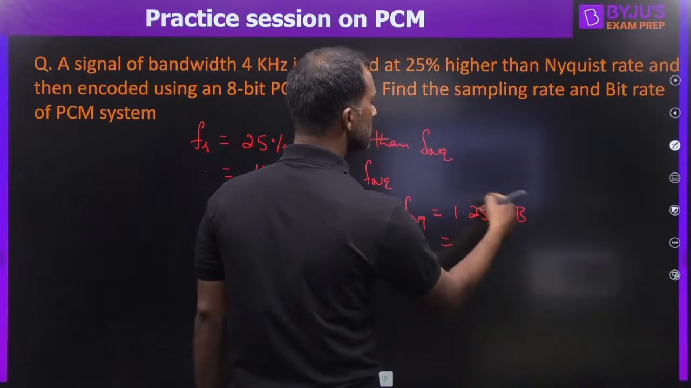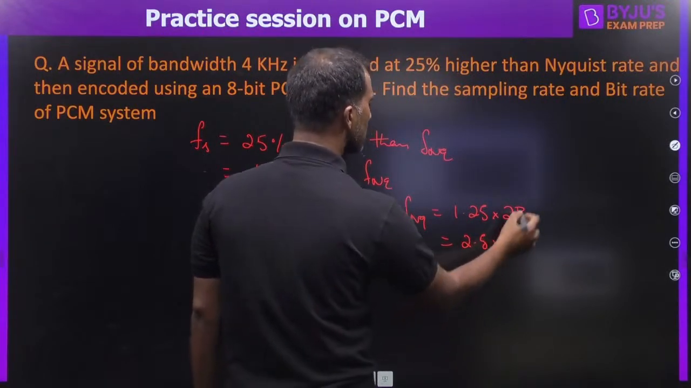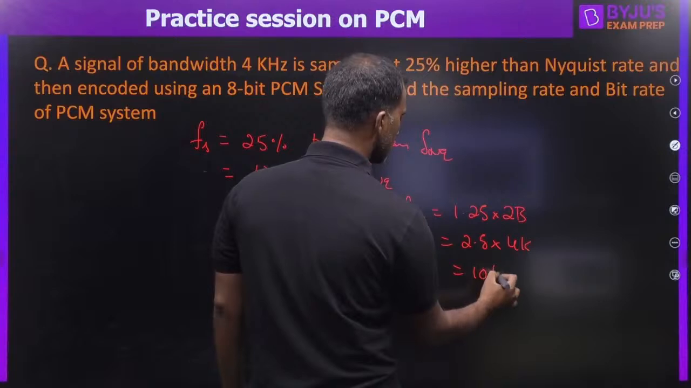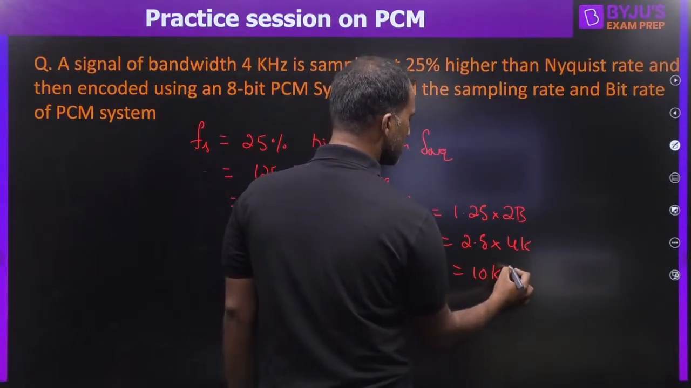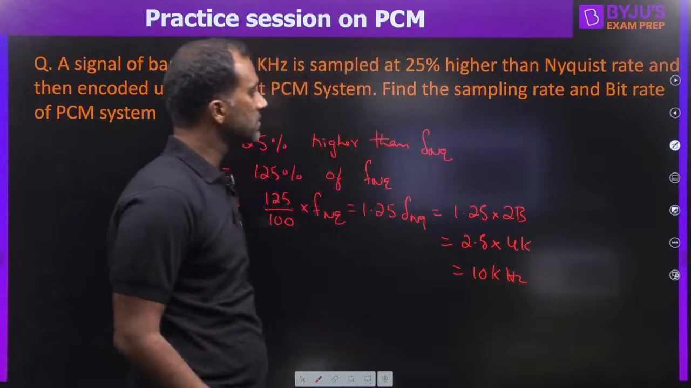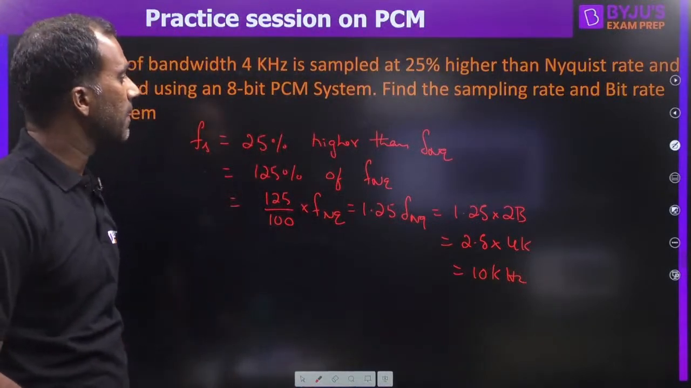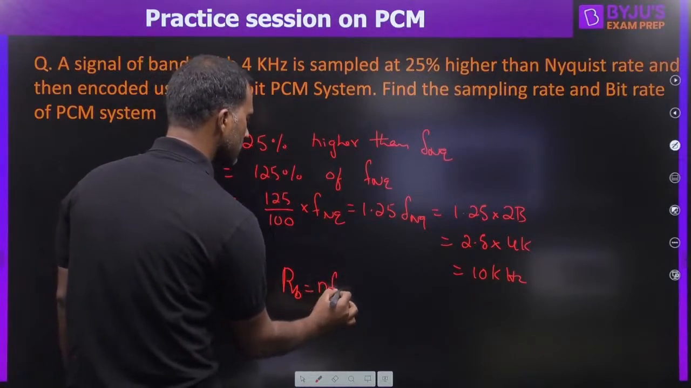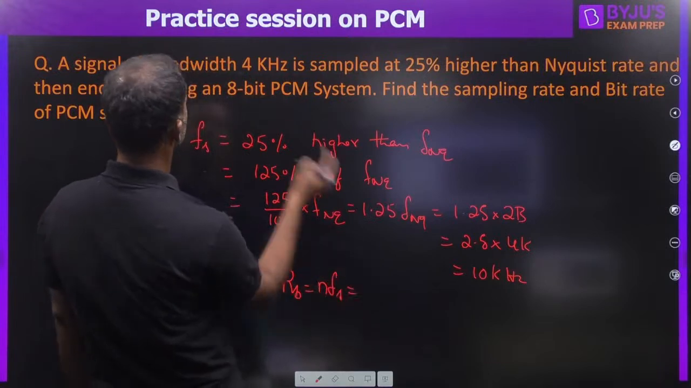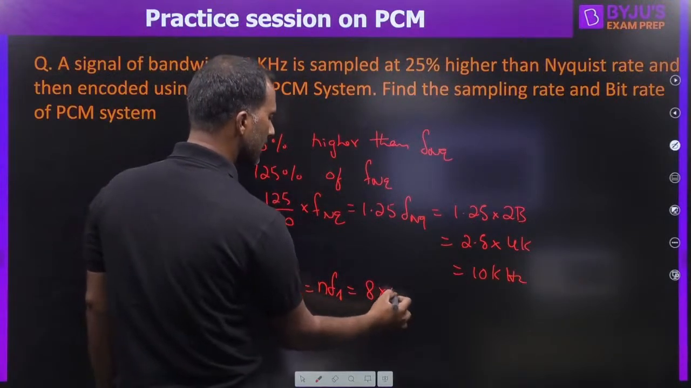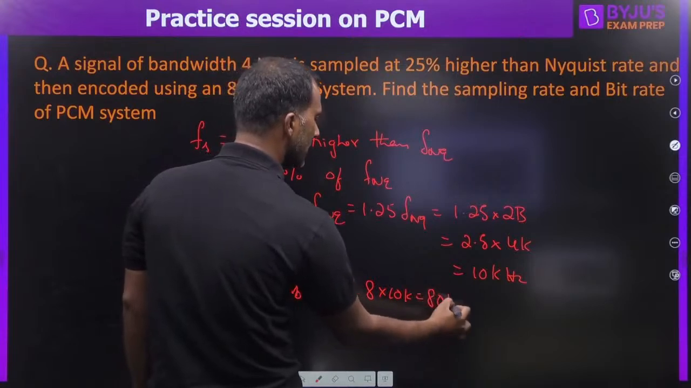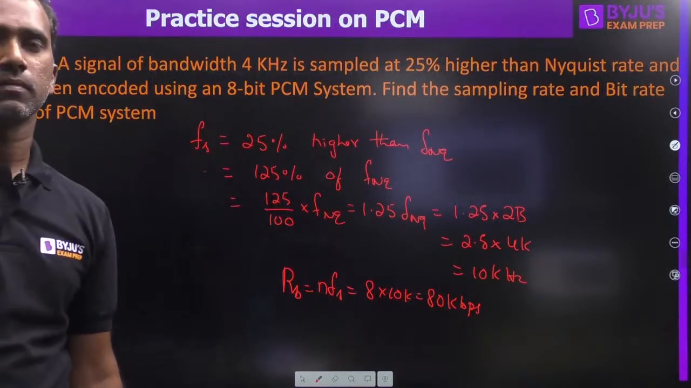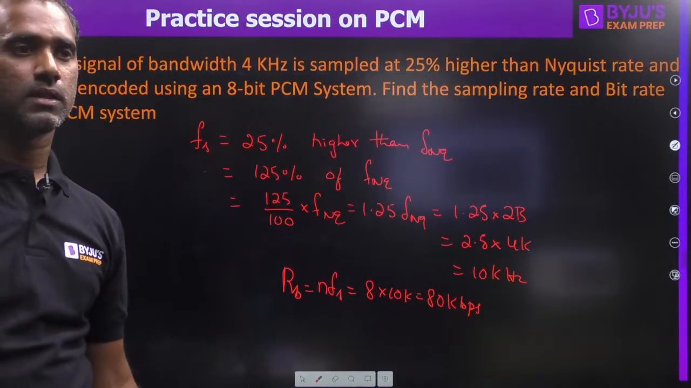So it is 1.25 into Nyquist rate, which is 2 times B. So 1.25 into 2 is 2.5 into B. What is B? 4 kilohertz. 4 kilo into 2.5 is 10 kilo. You can say hertz or samples per second. Sampling frequency is 10 kilohertz. Sampling rate is 10 kilo samples per second. And what about the bit rate? Very simple. Bit rate is n f_s. N is how much? 8-bit PCM system, so N is 8, into 10 kilo. How much is that? 80 kilo bits per second. Is that okay? It's an easy question.